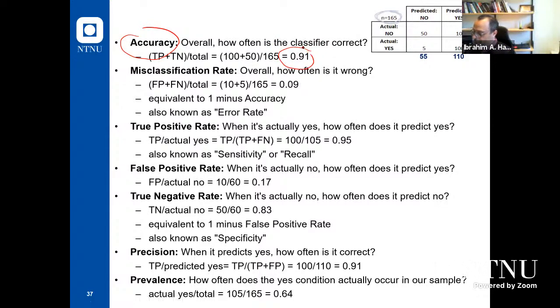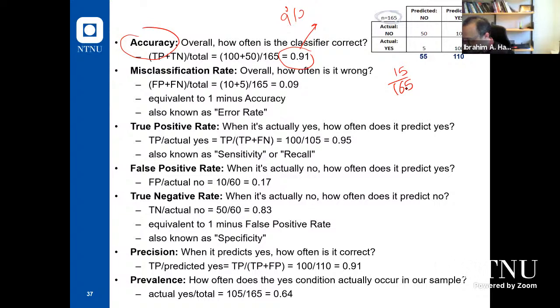What will be the prediction error? One minus this number, right? So it will be 9%, correct? Or it's false positive plus false negative divided by total. So false positive plus false negative will be 15 divided by 165, correct? So this is the error. So prediction error is 1 minus accuracy. So we just need to calculate one of those.